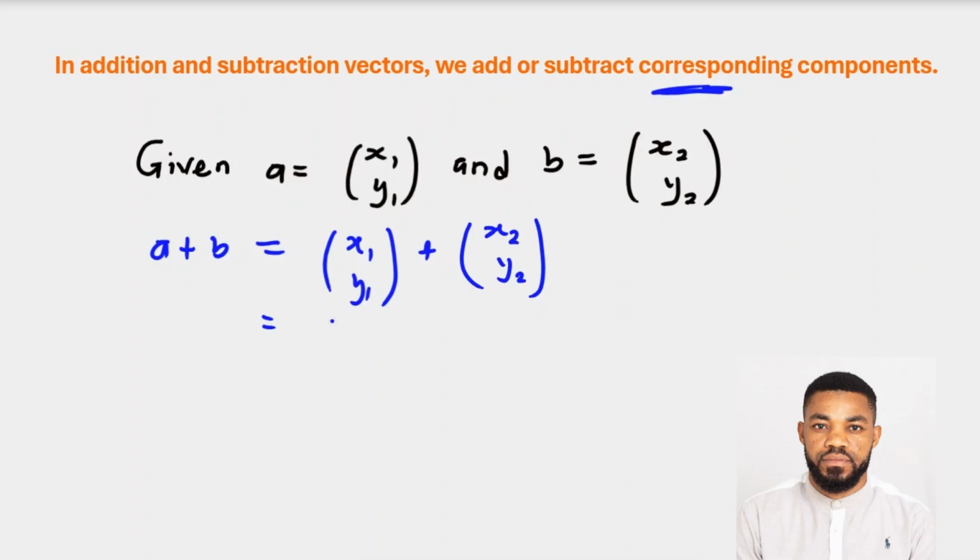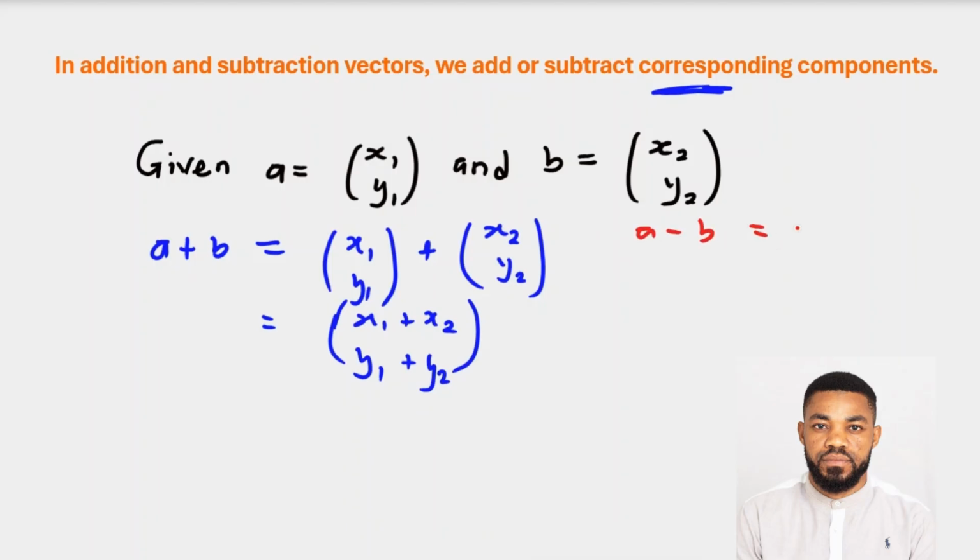So that's going to be x sub 1 plus x sub 2. We come to the ones at the bottom. So that's going to be y sub 1 plus y sub 2. So that is how we can add the vectors. Let's come to subtraction of vectors. So this time we are going to subtract. So we have the vector A minus the vector B.